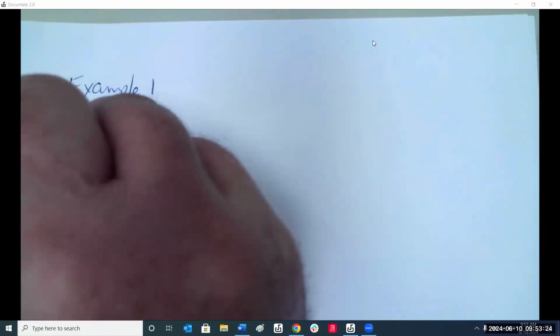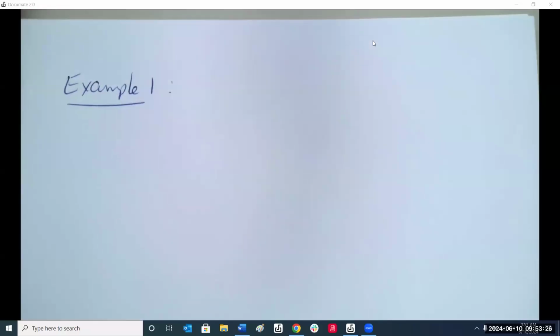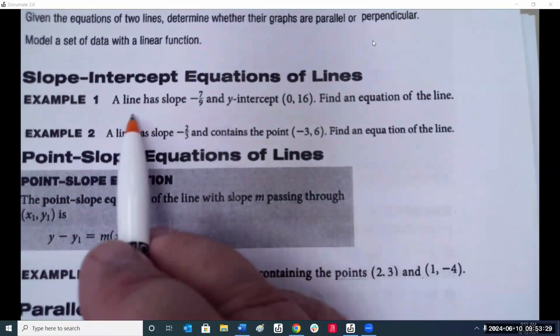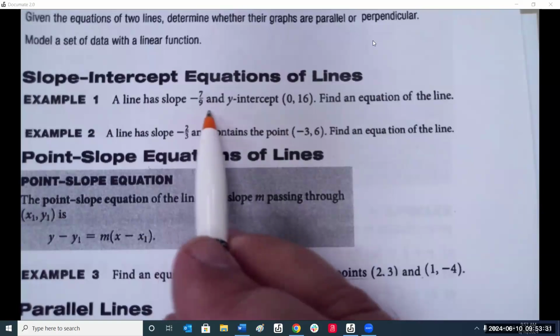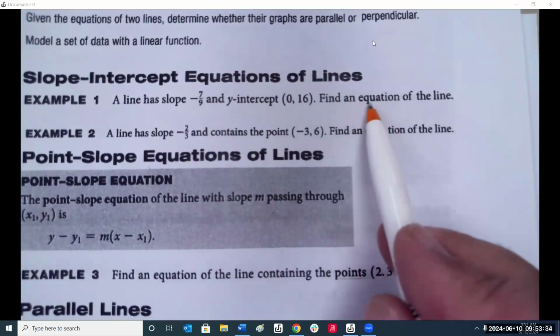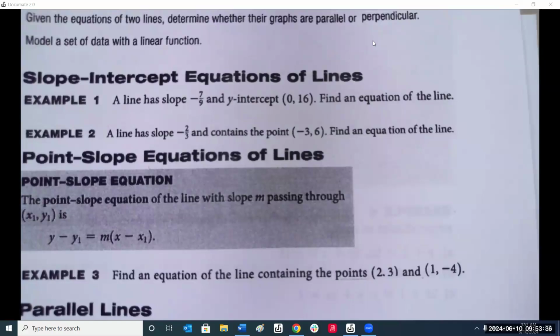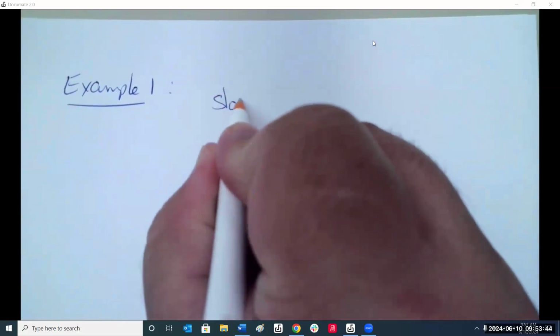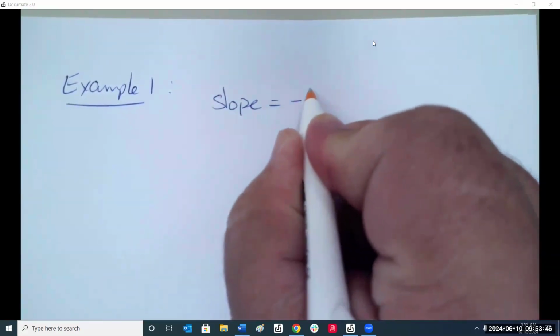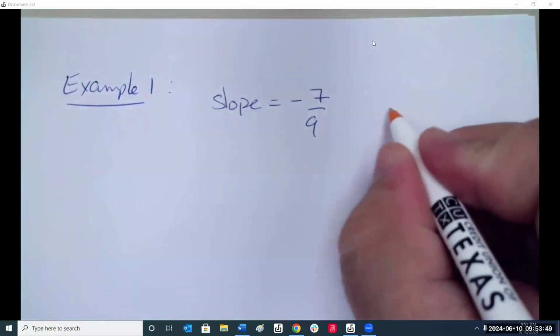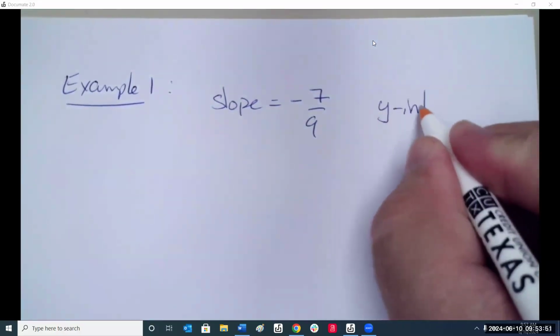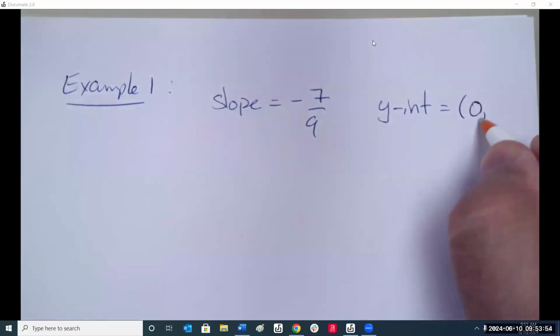So in our sheet, let's look at example 1. In our sheet, it says this. A line has a slope of negative 7/9 and a y-intercept of 0.16. Find the equation of the line. Slope equals negative 7/9. The y-intercept equals 0.16.